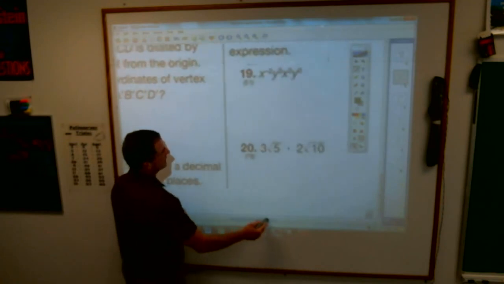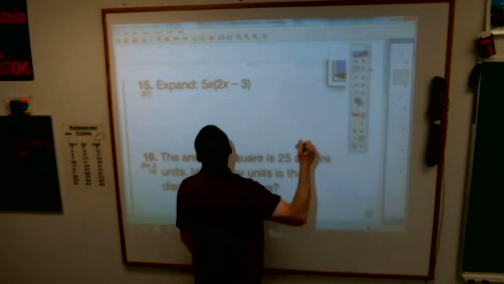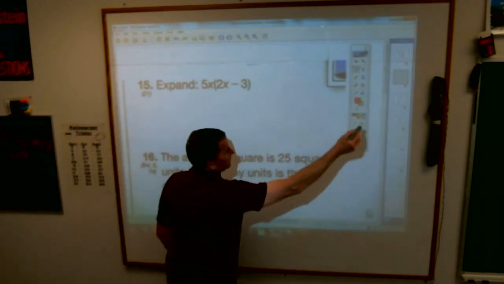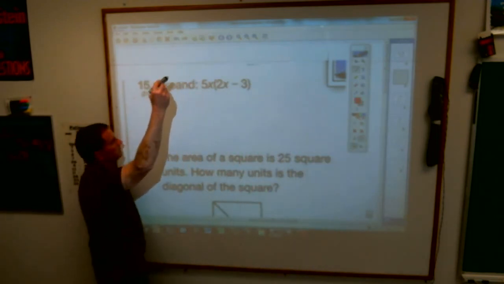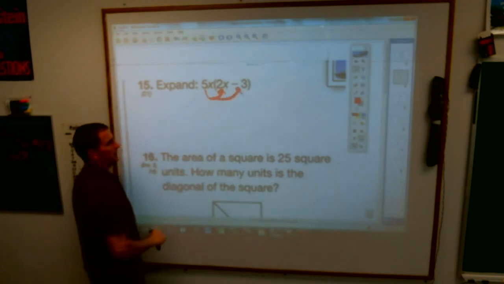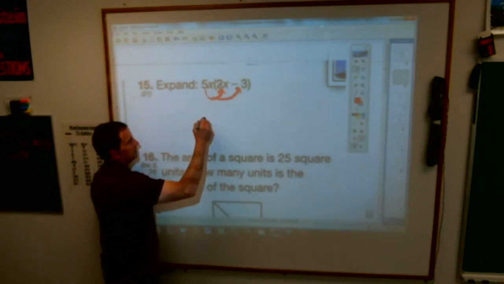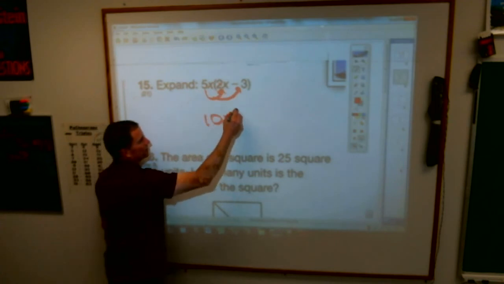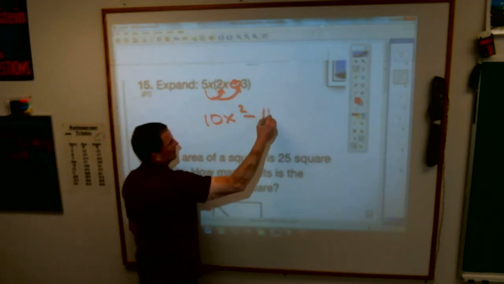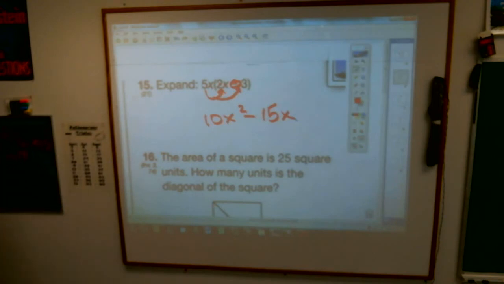Breakneck speed, children. Breakneck speed. I want everybody to have a chance of getting more. Number 15, expanding just means using what property? The distributive property. So I multiply the 5x times that, and the 5x times that. What is 5x times 2x, Jaden? 5 times 2 is 10, and x times x is x squared, minus 3 times 5x is 15x. You can't put them together, one's an x squared, one's an x.